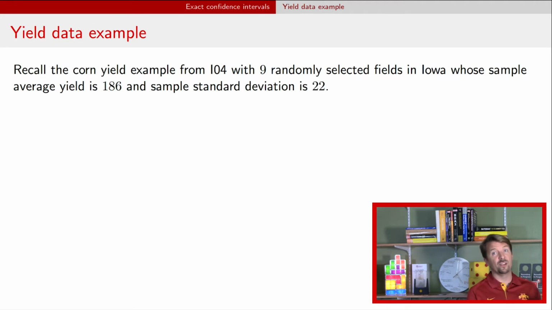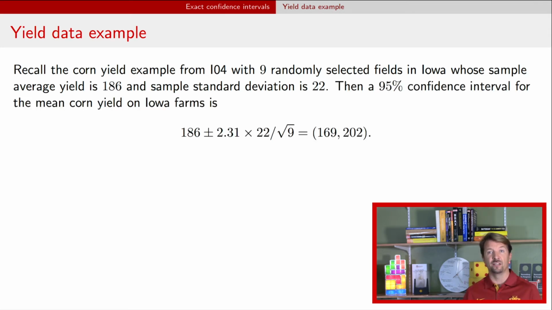All right, so let's take a data example here. In a previous video, the I04, there'll be a link up here, we talked about a random sample of 9 farms in Iowa, and they had an average yield of 186 and a sample standard deviation of 22. And so we're going to use those sufficient statistics to calculate the credible interval for the mean yield across Iowa. So we found that credible interval to be 169 to 202.